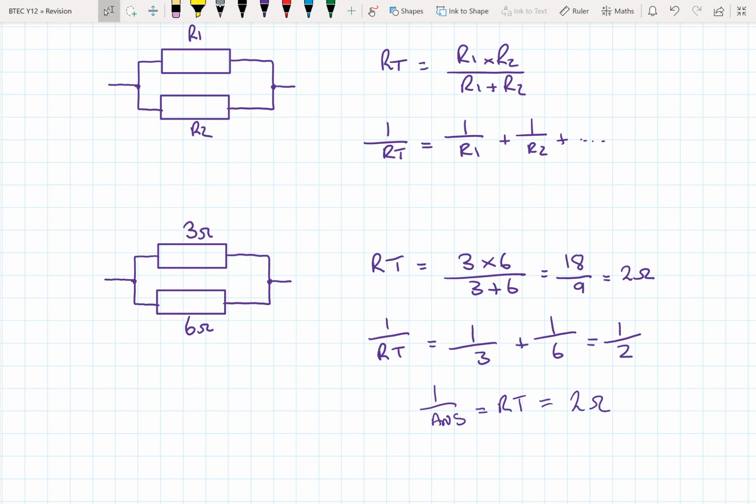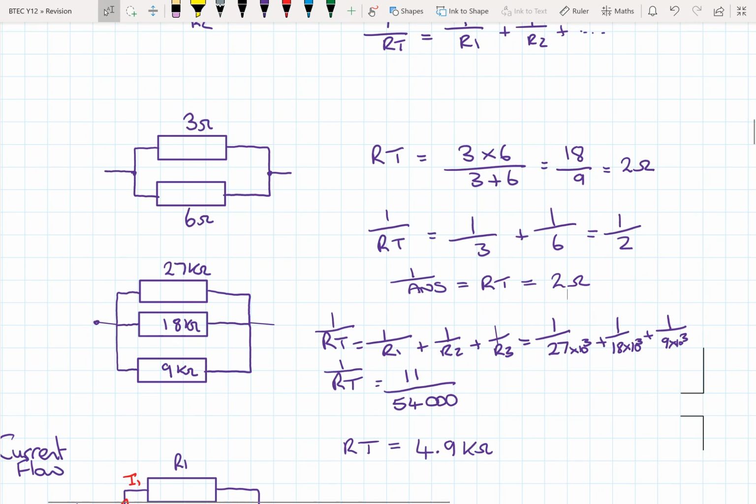ohms. Okay, if we look at it again with something slightly more complicated, so 27k, 18k, and 9k, remember to use the times 10 to the x button at the bottom of our calculator, so we can put in 27,000 as 27 times 10 to the 3. So we're putting them in as fractions. We get our answer, remembering that we then have to take 1 over our answer, giving us 4.9k.